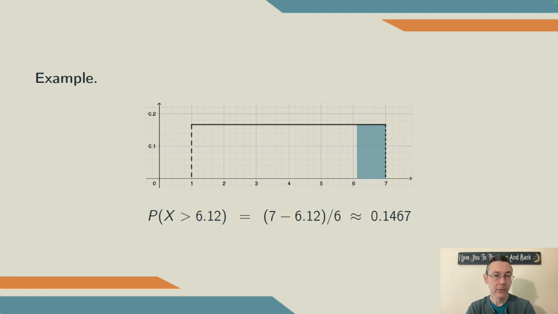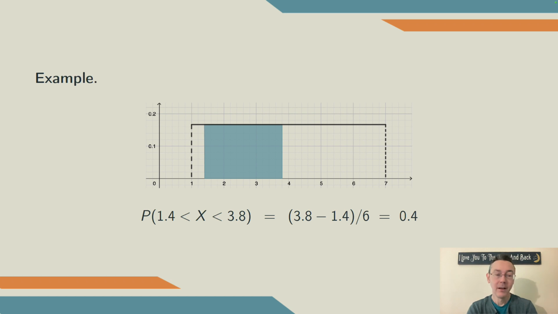A couple more examples. Let's compute the probability that x is greater than 6.12. So the width of the interval there is 7 minus 6.12. We divide it by the total width of the interval where this random variable is defined. We get 0.1467. One more example. The probability that x is between 1.4 and 3.8 is going to be 3.8 minus 1.4 divided by 6. Again, the width of the subinterval divided by the total width of the interval where the random variable is defined. In this case, we get 0.4. 40% of the area under this graph is shaded right now.